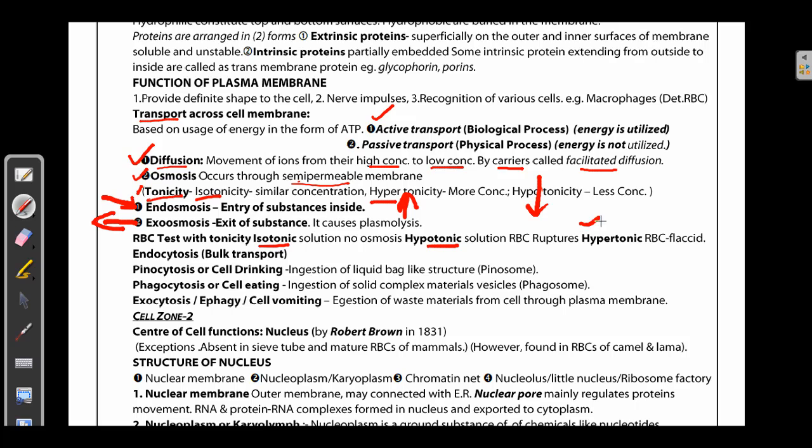Next is hypertonic. So in hypertonic solution, what happens is the RBC becomes flaccid. Flaccid in the sense it's going to become very thin. All the substances inside the RBC will come out. Hence you can compare, it just becomes thinner and then there won't be anything. This is also called plasmolysis.